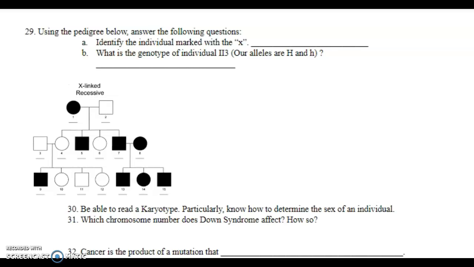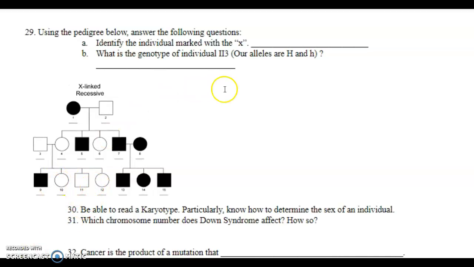Number 29 says, using the pedigree below, answer the following questions. Identify the individual marked with the X. Okay, but there's not one marked with an X, so we're just going to identify as many of them as we can here. This is an X-linked recessive trait. Remember, the circles are females, squares are males. If they're shaded in, that means they have the trait that the pedigree is looking at.